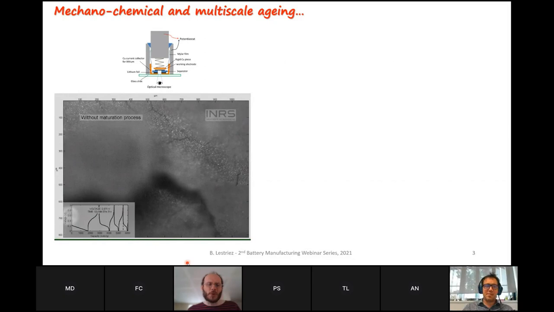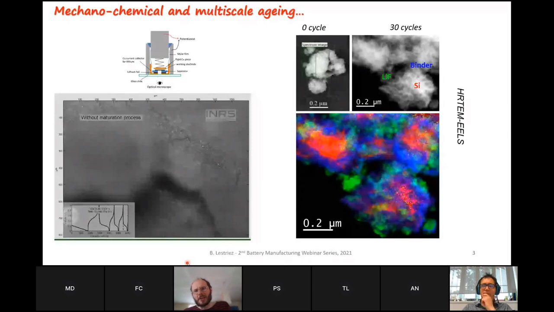So here I have to pinpoint that there is no pressure applied on the surface of the electrode for the sake of the experiment, but that shows really the problem we have. Next. At the lower scale, these are images taken by high-resolution transmission electron microscopy. On the gray images, you see the initial morphology of the silicon particles, which are dense. And after 30 cycles, what we observed is that these particles are now nanoporous and stringy, which also shows that we have an irreversible evolution of the silicon particles.